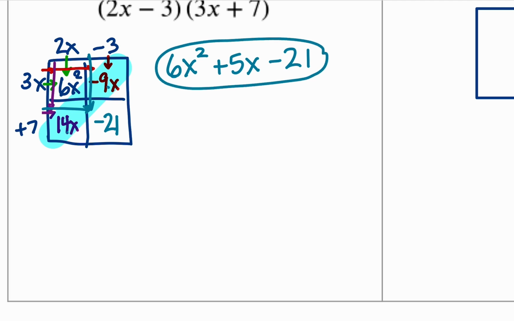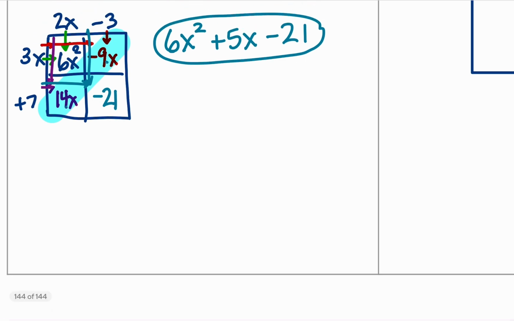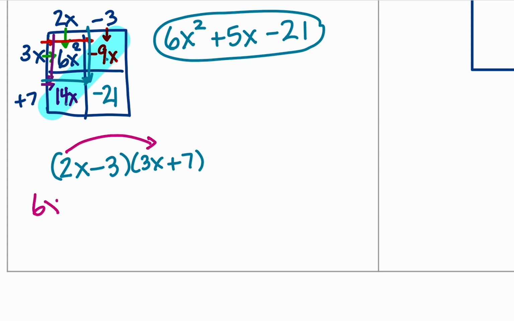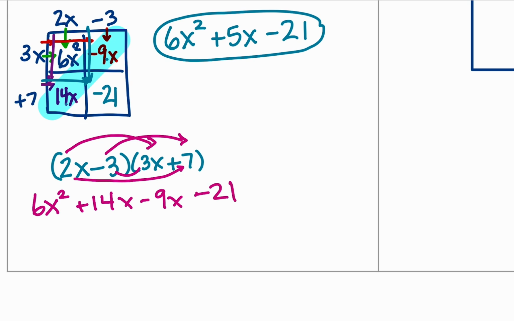Now, if I used FOIL, which is the algebraic distribution method, then what I would do is write it like this. 2x minus 3 times 3x plus 7. And then I would start doing all these arrows. So I would multiply the first. 2 times 3 is 6, x times x is x squared. Then the outside, 2 times 7 is positive 14x. Then the inside, negative 3 times 3 is minus 9x. Then the last ones are minus 21.